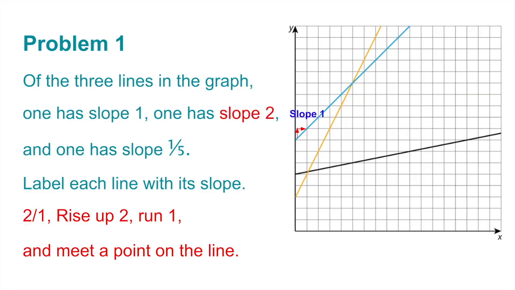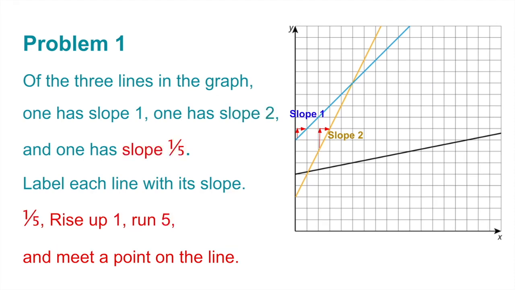When the slope is 2, that's the same as 2 over 1, or 2 divided by 1. The rise goes up 2 units and it runs to the right 1 unit. Here you can see it goes up 2 units, runs to the right 1 unit. The yellow line is slope 2. When the slope is 1/5, the rise is 1 and the run is 5. Here you can see the rise of 1 unit and the run of 5 units. The black line is slope 1/5.